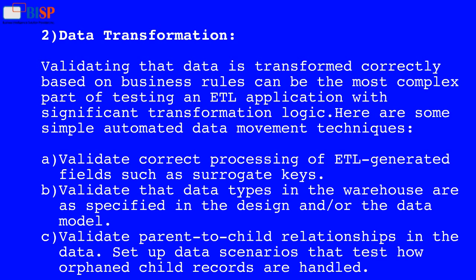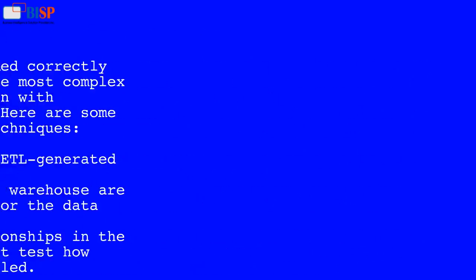2. Data transformation. Validating that data is transformed correctly based on business rules can be the most complex part of testing an ETL application with significant transformation logic. Here are some simple automated data movement techniques. A. Validate correct processing of ETL-generated fields such as surrogate keys. B. Validate that data types in the warehouse are as specified in the design and/or the data model. C. Validate parent-to-child relationships in the data. Set up data scenarios that test how orphaned child records are handled.